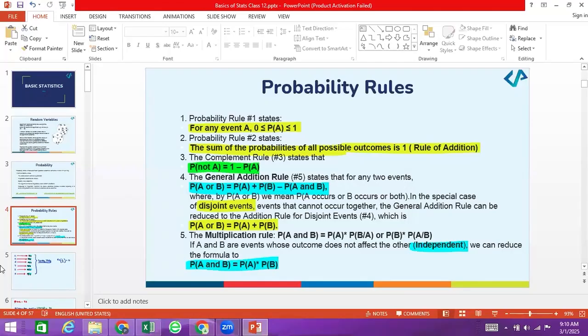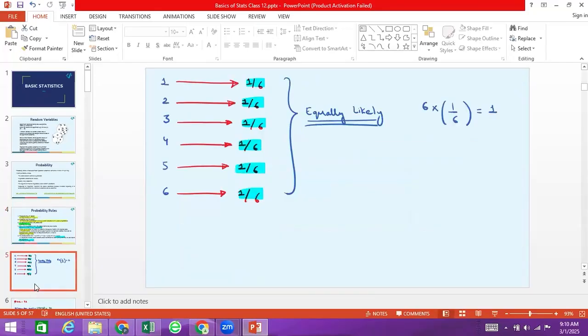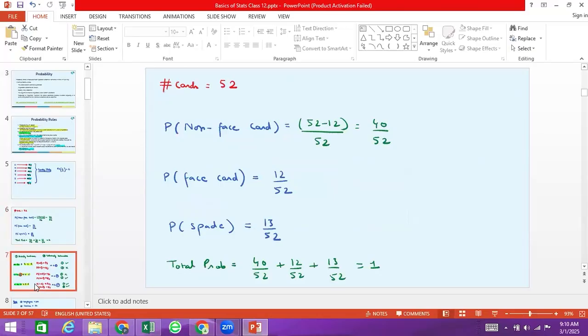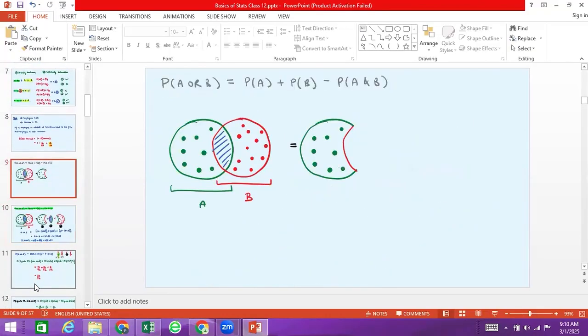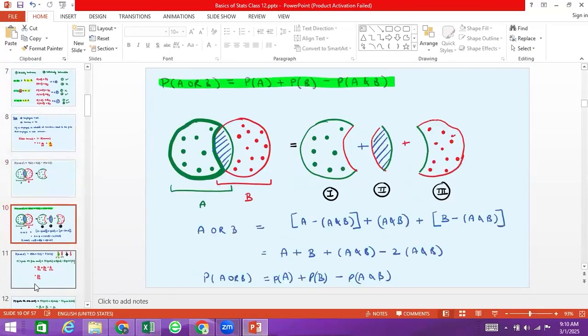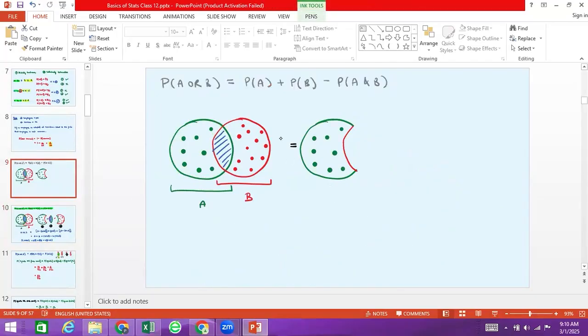Similarly, the other rule that we discussed was the probability of A or B. Like the probability of either A or B happening is probability of A plus probability of B minus probability of A and B. So that thing we tried to prove through this diagram, right? We said that if I assume this whole thing to be probability of A.